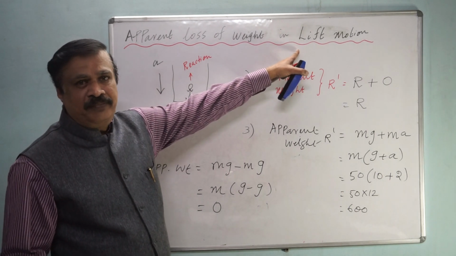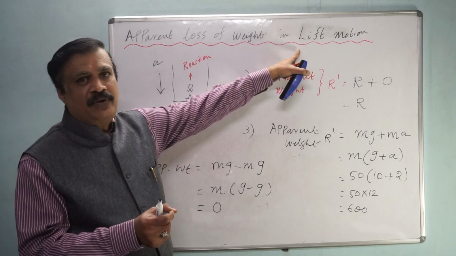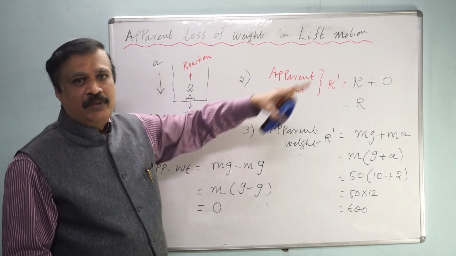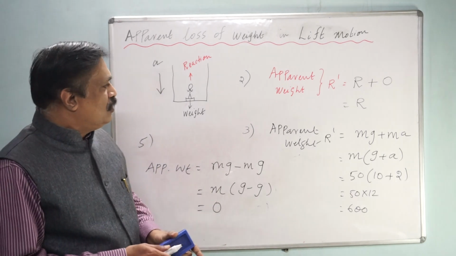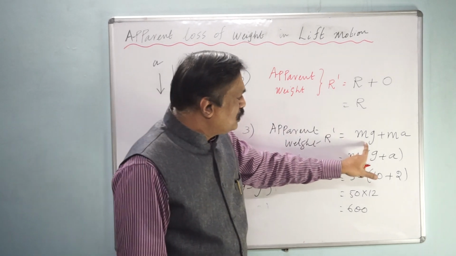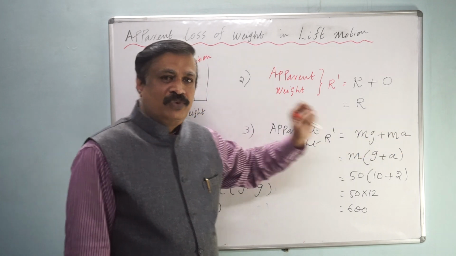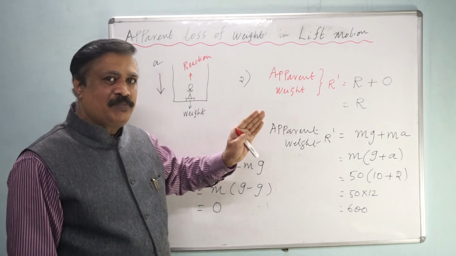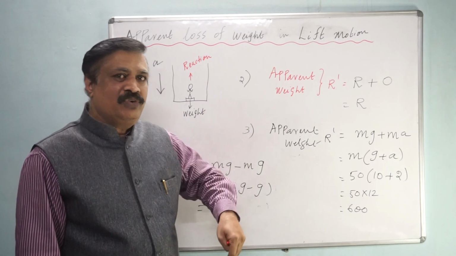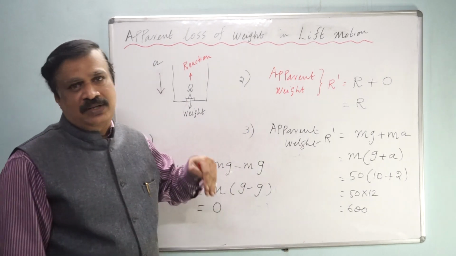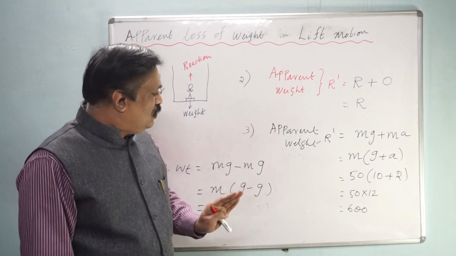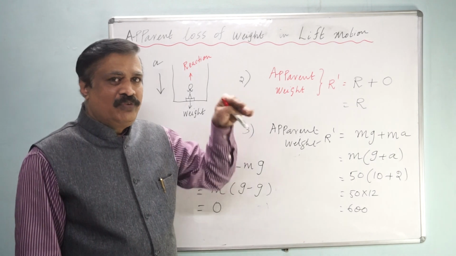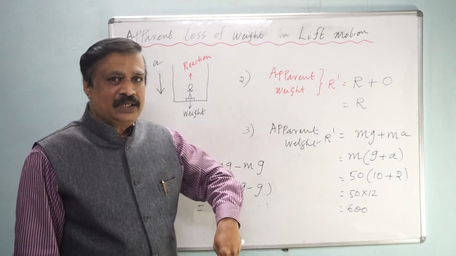They may ask you to explain the concept of apparent loss of weight in lift motion, or they may ask numerical problems. For this you have to remember this formula only. When the lift is moving upward you have to take acceleration positive, when the lift is moving downward you have to take acceleration negative. Because when you are moving up, you are moving against gravity. When you are moving downward, it is towards gravity.